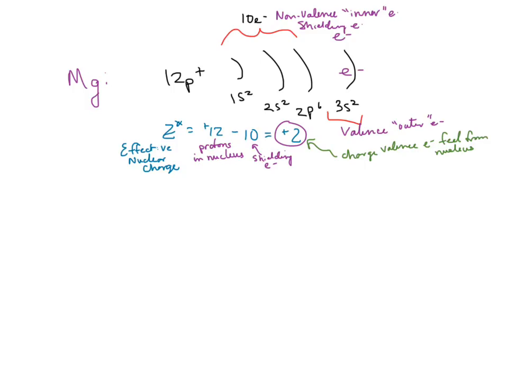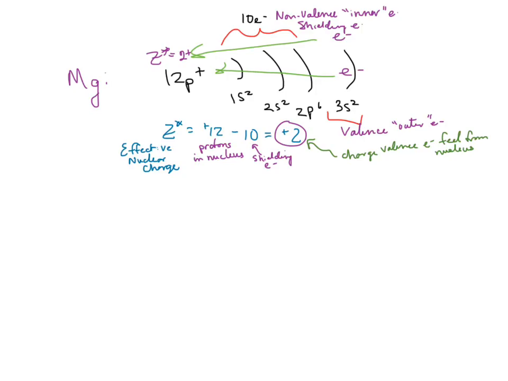Okay? So that's it for magnesium. I'll show that attractive force like this. Z star is +2, and I've drawn green arrows to show you the attraction of the 2 valence electrons to the effective nuclear charge of +2.